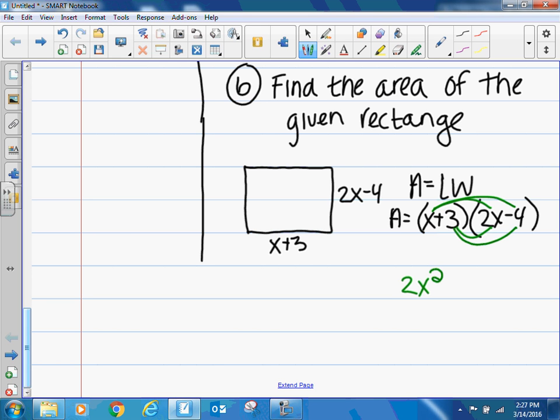Now I have my outer x and negative 4, which is negative 4x. My inners are 3 times 2x, which is 6x. And then my last is I have a positive 3 and a negative 4, that's negative 12. Again, I could simplify in the middle. I have 2x squared plus 2x minus 12. And that is the area of my rectangle.